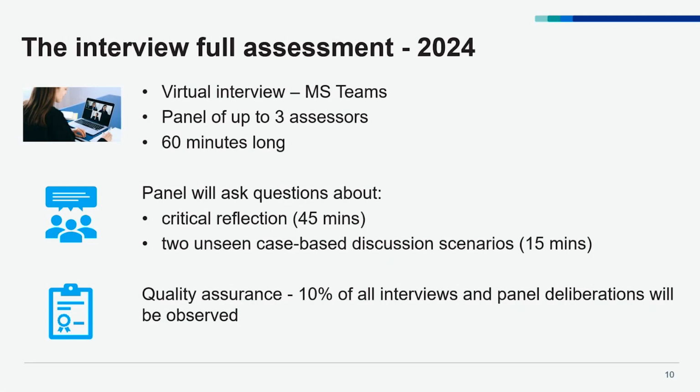10% of the IACC interviews will be observed. That's a quality assurance process, and we have external service users and senior school members that may come in. The allocation of these is random, and the person observing you will not appear on your screen, so will not distract from your interview and will not intervene at any point.